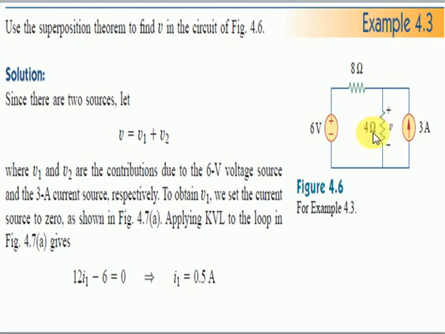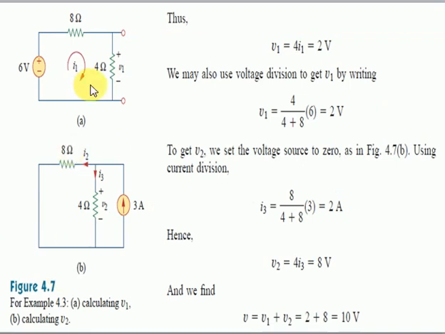So first of all, we will put this 3 ampere current source equal to 0. So how can we put this 3 ampere current source equal to 0? By open circuit. We are opening this. So here, when there is the open circuit, then this current source will become equal to 0. So when this is the open circuit, then we will get the remaining circuit as this.